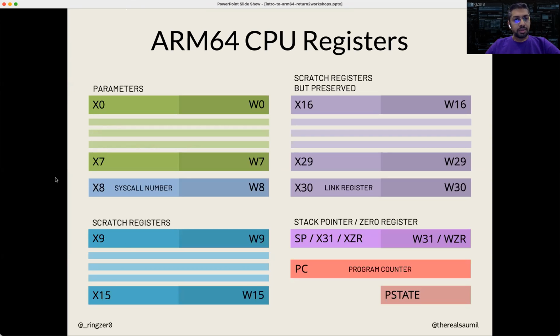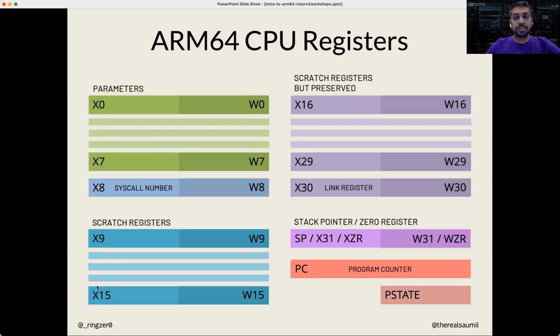X8 is not used for parameters, but in several cases, X8 is used for the syscall number whenever we're invoking a system call.